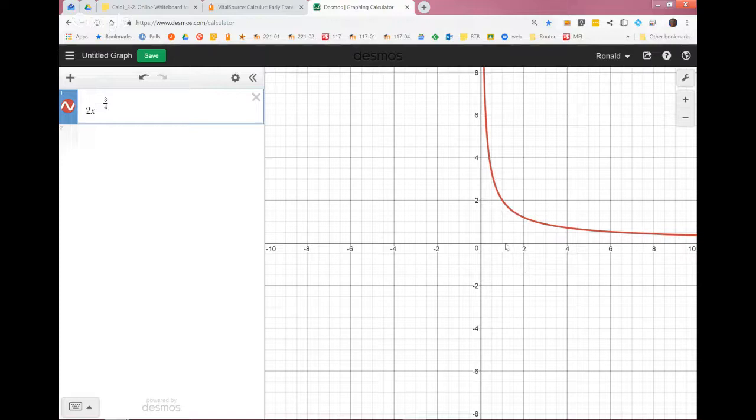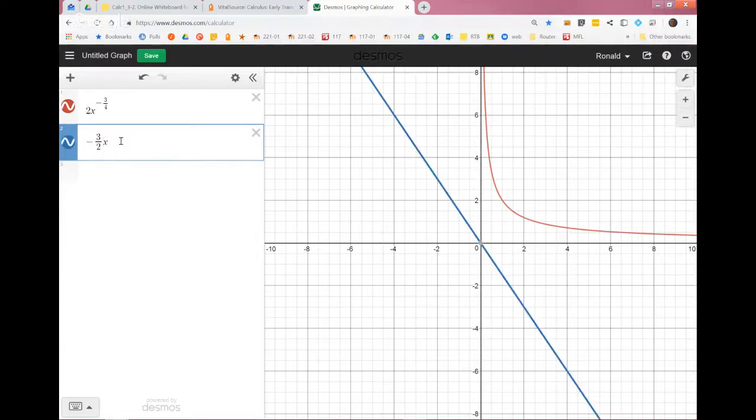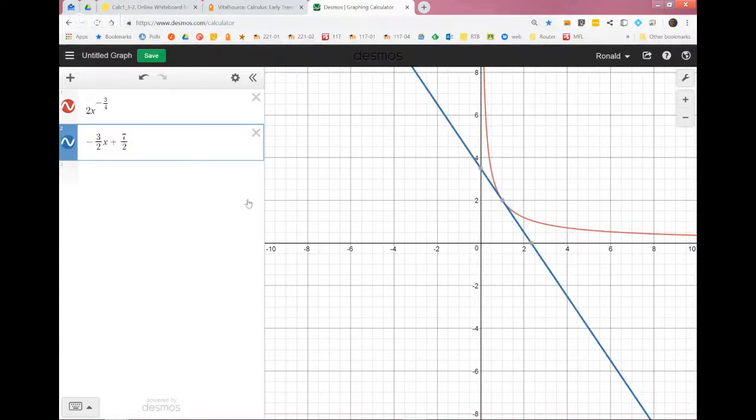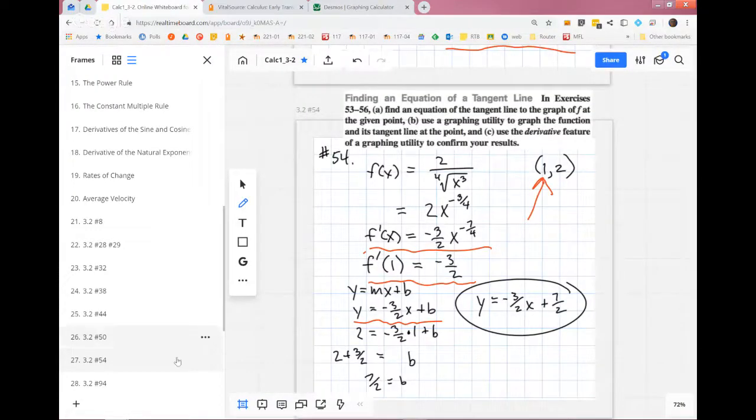The point 1, 2 is right there. So there's our point. Now we calculated the tangent line to be negative 3/2 x plus 7/2. And you see how, yep, we found the equation of the tangent line. There it is, going right through the point 1, 2. So that's what they would like you to verify, using Desmos or using your graphing calculator. That's what's going on there. All right.